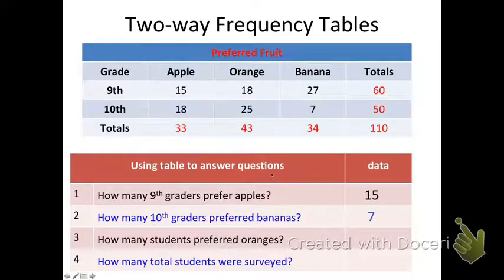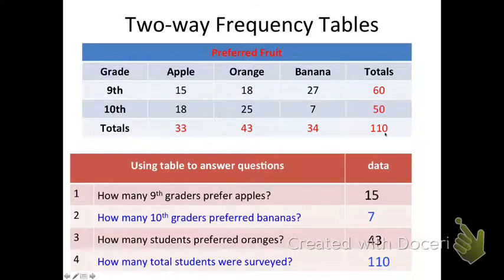The third question, how many students prefer oranges? This one's a little bit different because it doesn't give us a grade. It says how many students, total students. So there are 43 total students that prefer oranges. And then the fourth question, how many total students were surveyed? Well, again, I touched on it before. This bottom right corner is the total number of students that were surveyed, right? 110. And again, 60 plus 50 gives us 110 grade-wise. And then you had the people who like apples added to the people who like oranges, added to the people who like bananas. Again, that should be another 110.